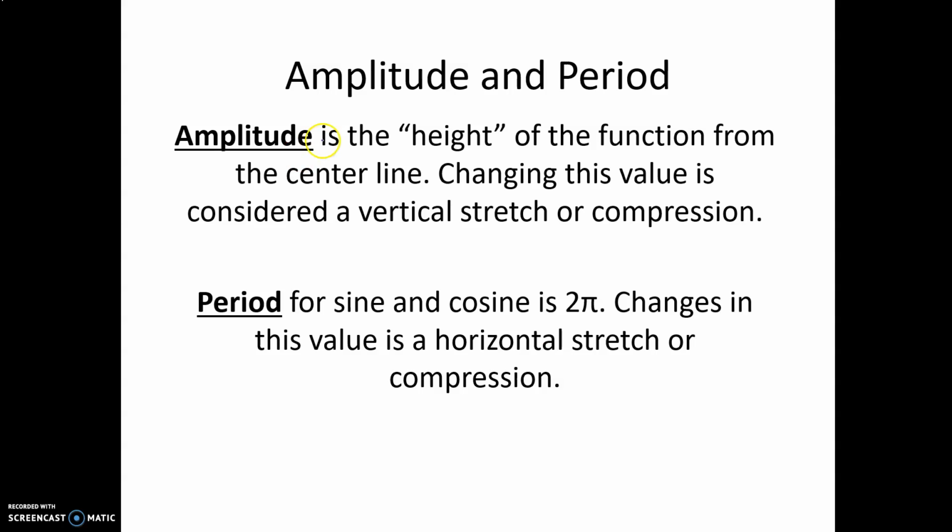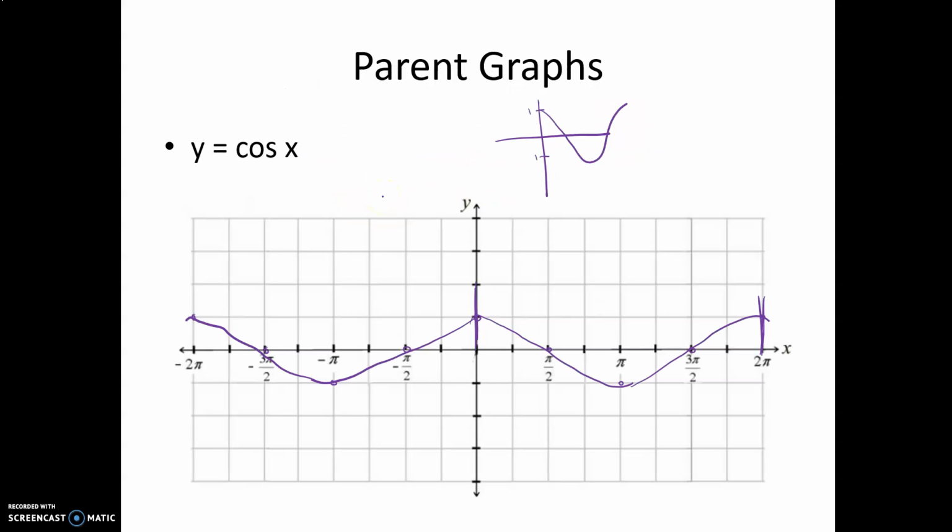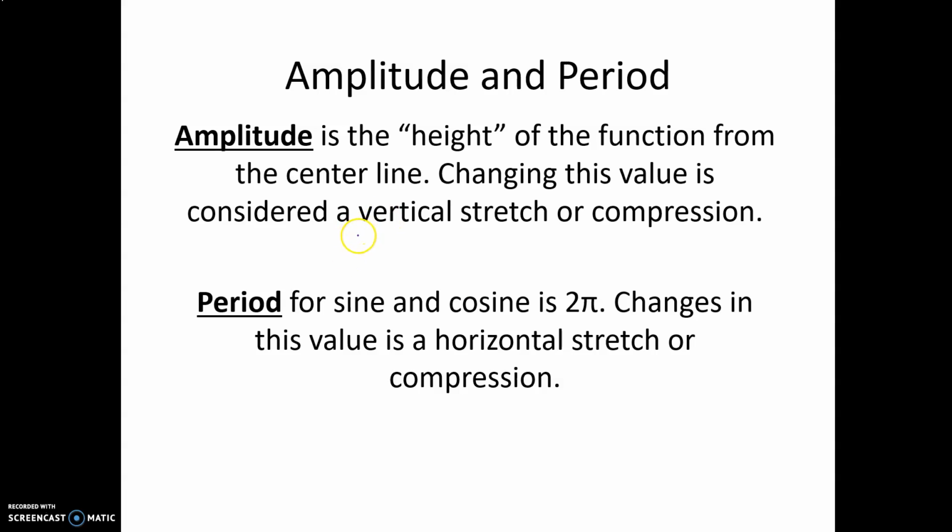So amplitude is the height of the function from the center line. Going back to your graph, like I said, that x-axis was our center line. Our amplitude is 1. Changes in this value are considered vertical stretches or compressions. So you can vertically stretch out your graph and increase your height, or you can compress it and make it smaller, short and fat. Period for sine and cosine is 2 pi. So changes to this period would horizontally stretch or compress your graph.